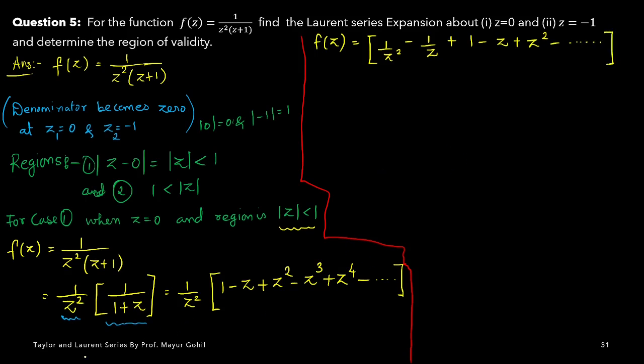How do I get this? See here. The moment I multiply 1 upon z square into 1, I get 1 upon z square, this term. The next time, when I multiply 1 upon z square with minus z, I get minus 1 upon z. When I multiply 1 upon z square with z square, I get 1. Then with minus z cube, I get minus z. Then z with z raised to 4, I will get z square. And like that, all the terms will be there.